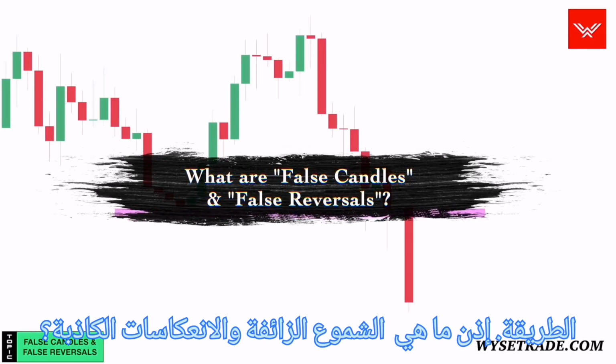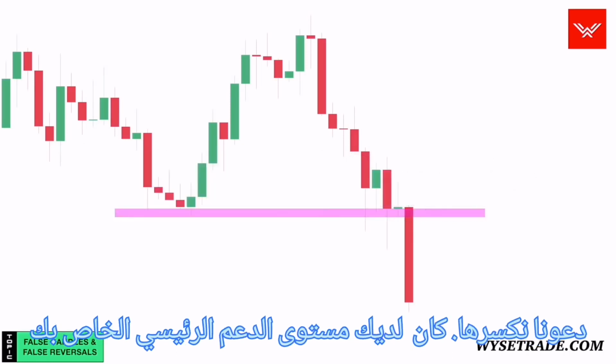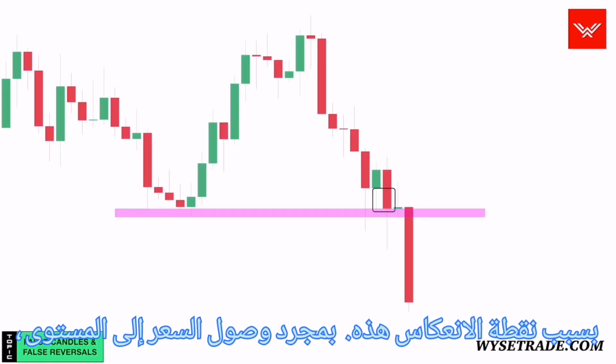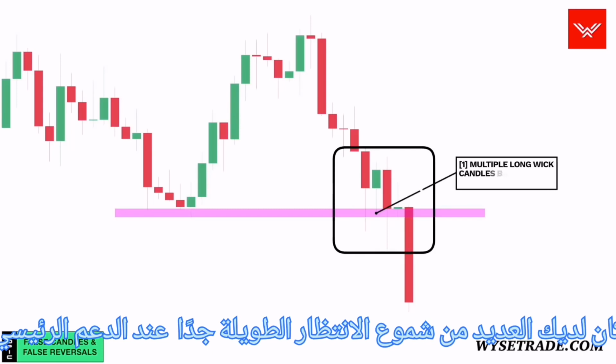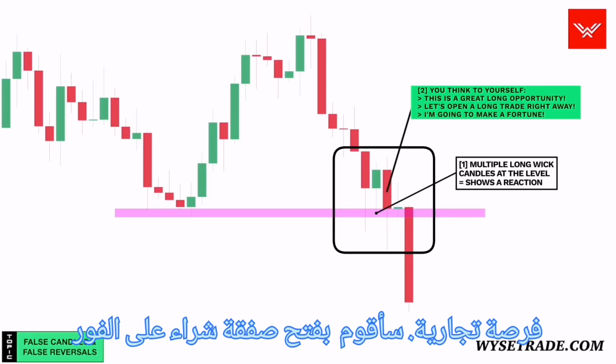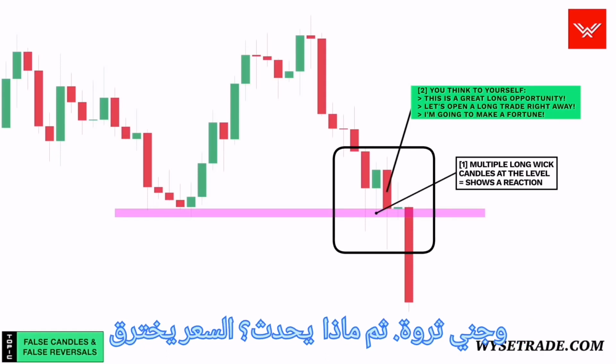So what are false candles and false reversals? Let's break it down. You had your key level of support because of this reversal point. Once price reached the level, you had multiple very long wick candles form at the key support level, and you thought to yourself, this is a great long trade opportunity. I'm going to open a long trade right away and make a fortune.